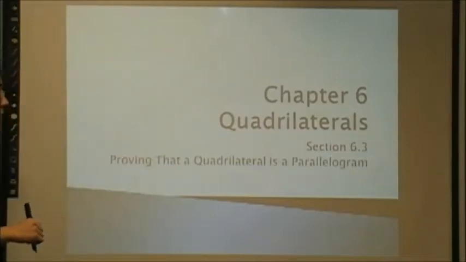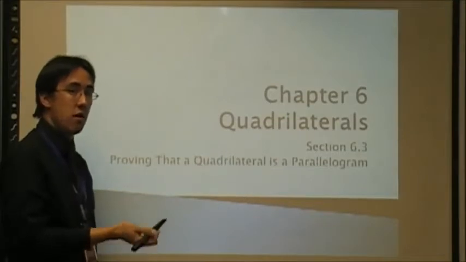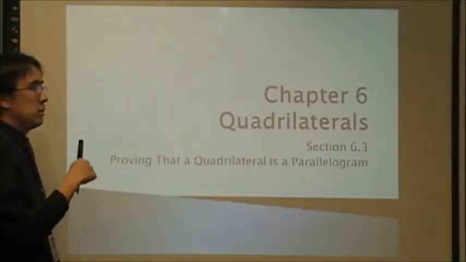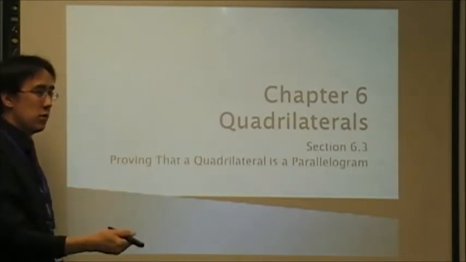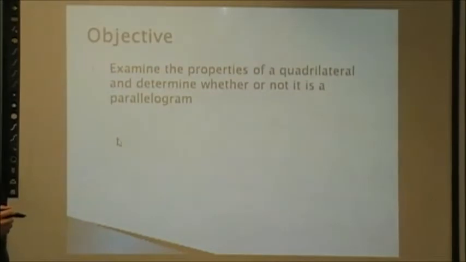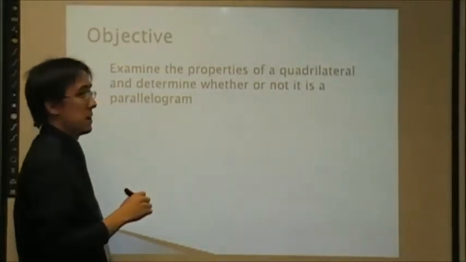Continuing our study of quadrilaterals in Chapter 6. We're going to do a lot of the converses of what we did in the previous section and use those properties to prove whether or not a quadrilateral is a parallelogram. So we're going to look at those properties and then examine quadrilaterals to see if they're going to be parallelograms.